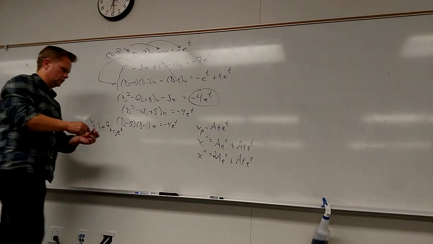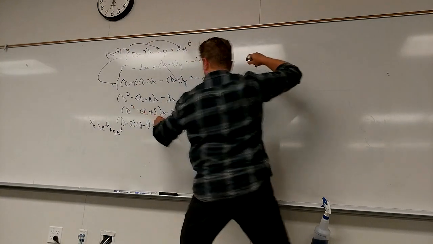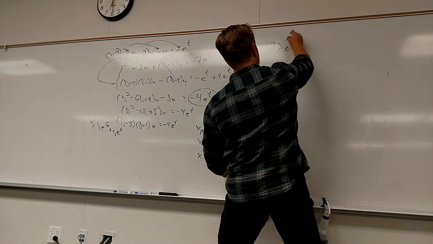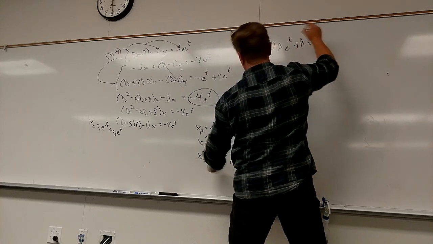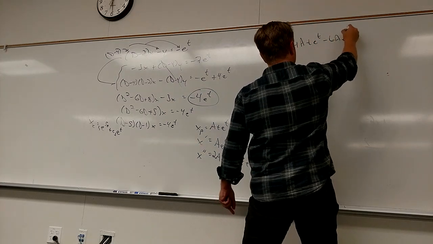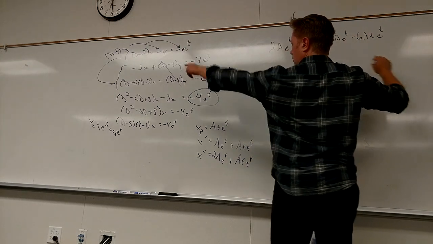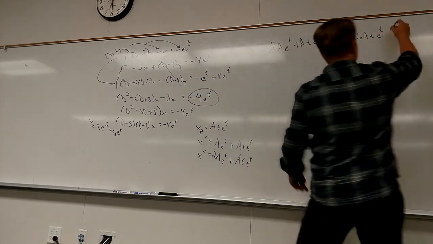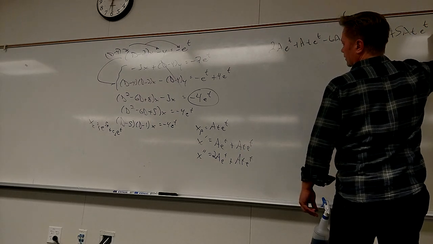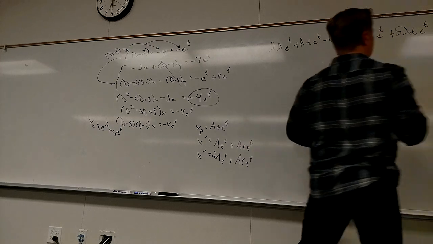Now I get d squared x is this: 2a e to the t plus a t e to the t, minus 6 of these, so minus 6a e to the t minus 6a t e to the t, plus 5 of these, 5a t e to the t, has to equal negative 4 e to the t.